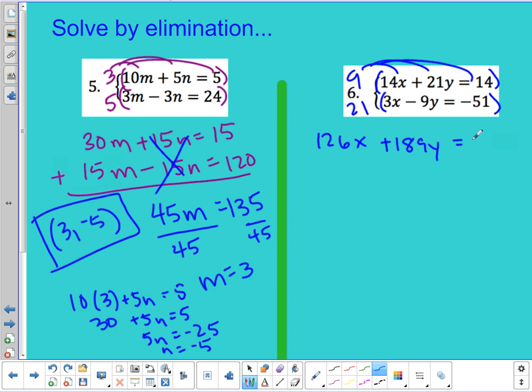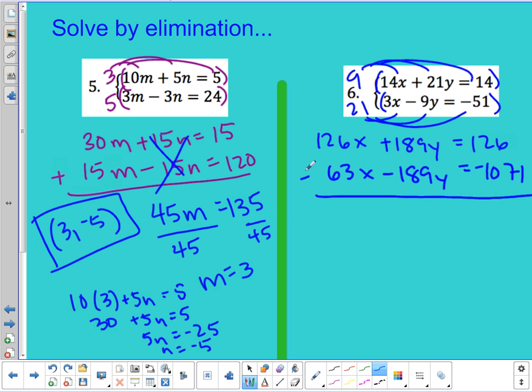And 9 times 14 is 126 again. On the bottom, 21 times 3 is 63x. 21 times negative 9 is negative 189y. And 21 times negative 51, holy cow, negative 1,071. So I got some big numbers here, but that doesn't mean I can't do it. All right, so y terms, opposite, positive 189, negative 189. That was my goal. That's why I did what I did.